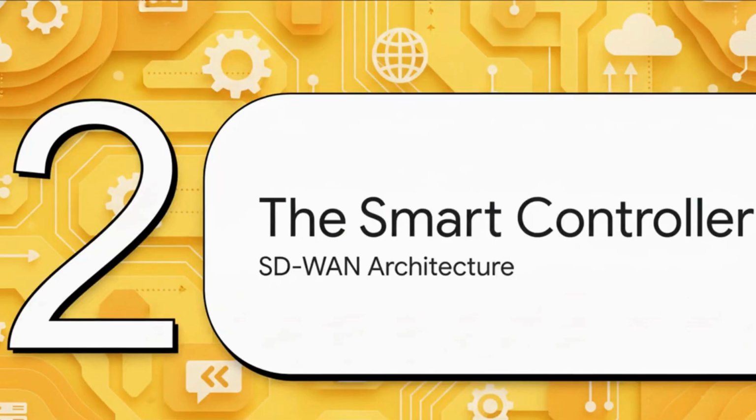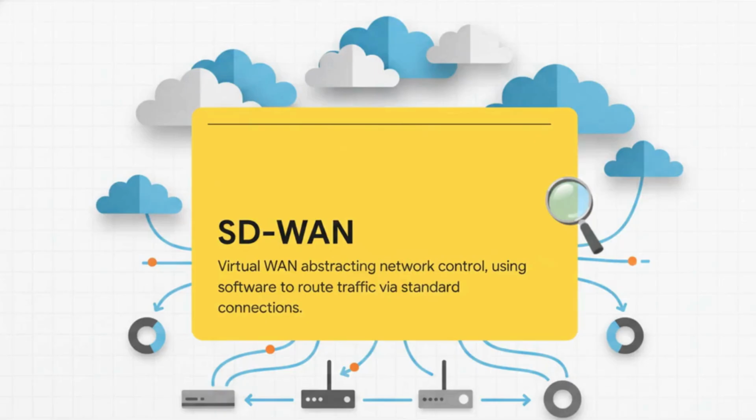Section 2. The Smart Controller, SD-WAN. Now, SD-WAN, or Software-Defined WAN, is a massive leap forward for us. Instead of relying on rigid, clunky hardware at every single branch office, it completely abstracts network control into software. It's the smart brain of modern networking. Because this brain is virtual, it can make these incredibly intelligent real-time routing decisions across just standard broadband or even cellular connections. I mean, picture a huge retail chain deploying a brand new pop-up store in a matter of hours instead of weeks. That kind of wild agility, that is SD-WAN at work.